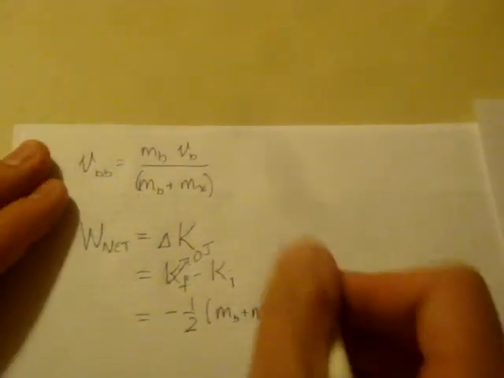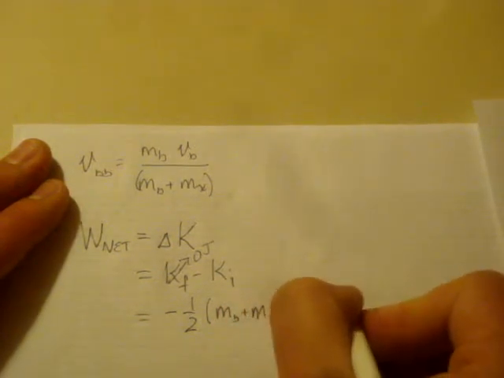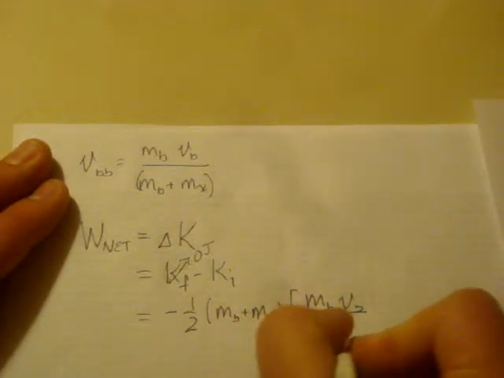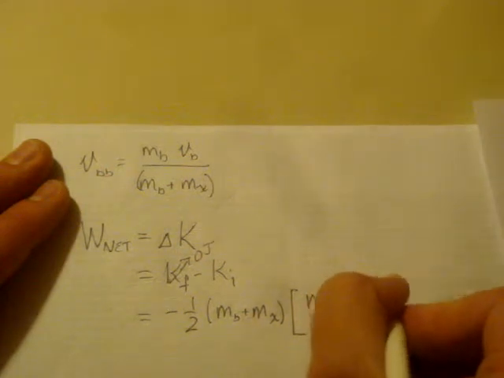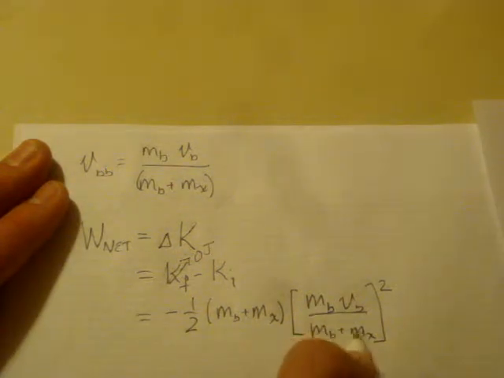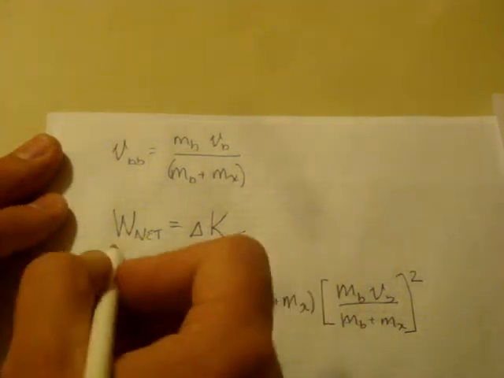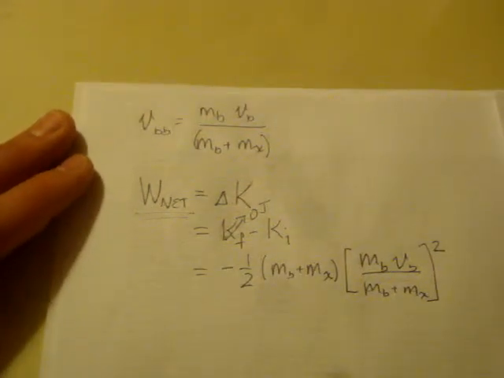times its velocity, which is the mass of the ball times the velocity of the ball divided by the mass of the ball plus the mass of the box. All of that stuff squared, right? We know what all of these values are. We're given all of these values here in the problem. So this is just a number when we plug this all in. And that's equal to the net work.